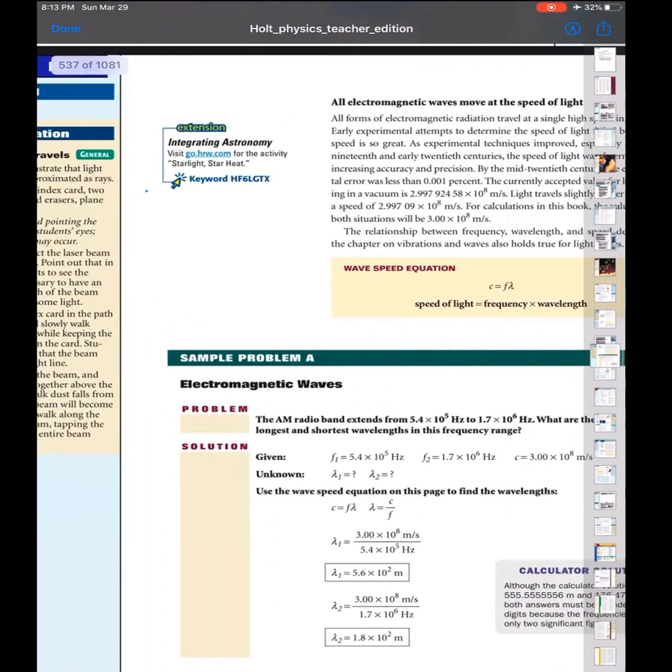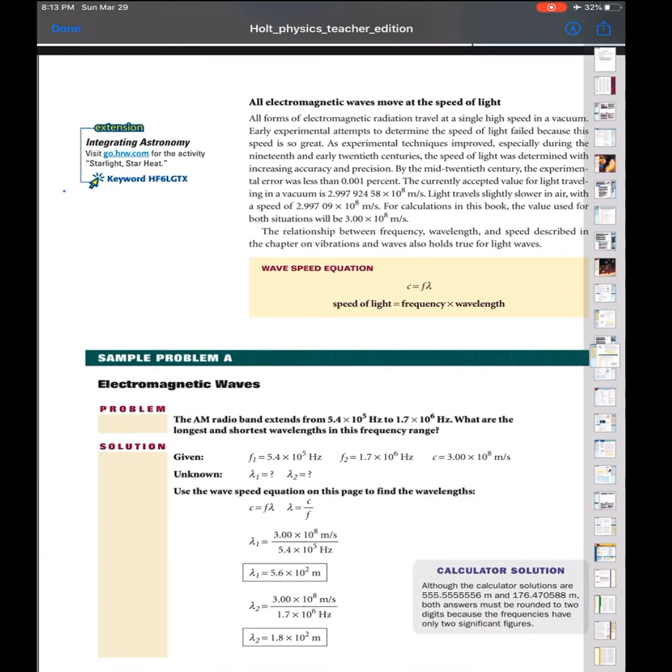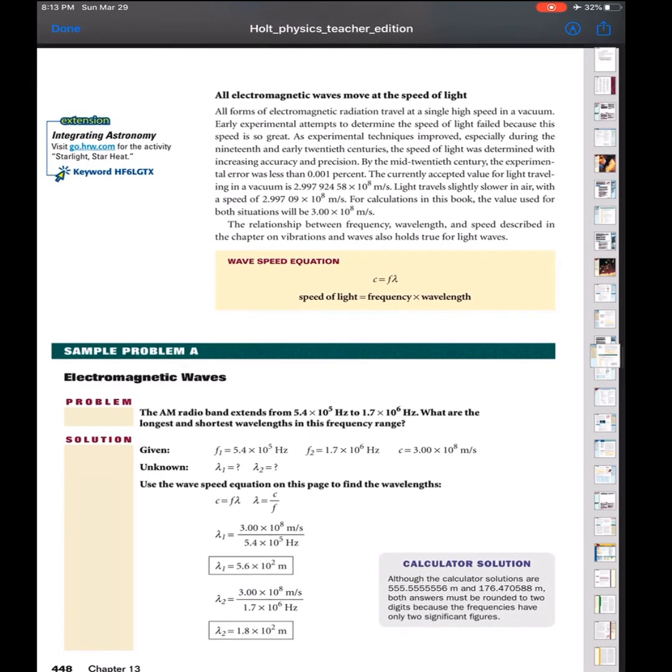Okay, now we are going to come to the relationship between frequency and wavelength, guys. As you see, C stands for the speed of wave, and F stands for the frequency. This Greek letter, which looks like an upside-down Y, we call lambda. It stands for the wavelength.